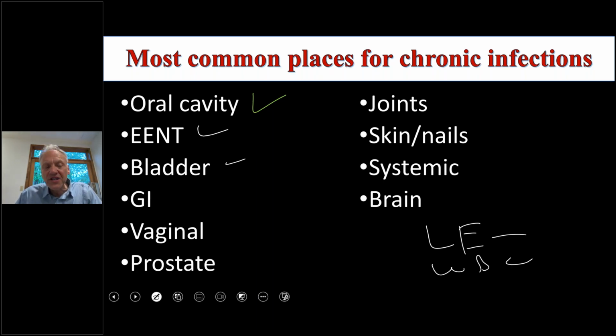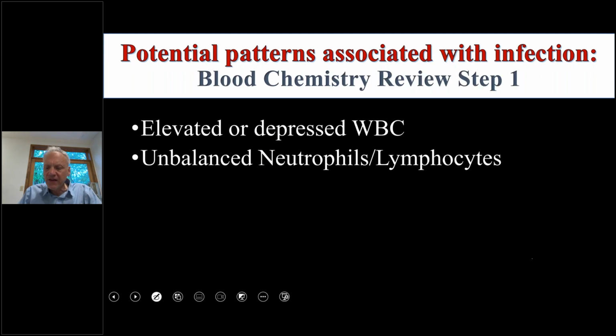So GI, vaginal, prostate. Prostates are hard to deal with because it's hard, if you take herbs and different things, for them to land in the prostate. All right, so joints, skin, nails, systemic, brain, these are all possible places that you really want to think about. All right, so I'm going to talk about the labs, and then we're going to back up to some specific things that we can look for in places.